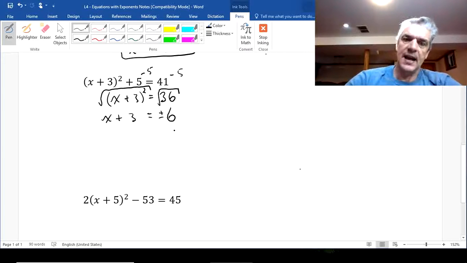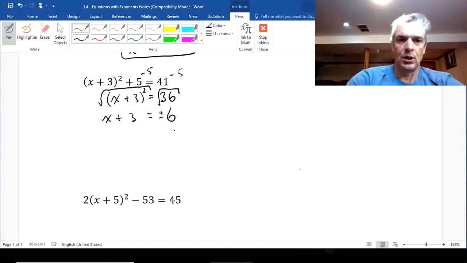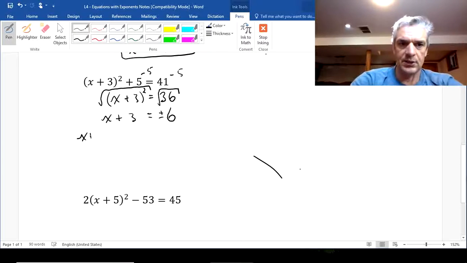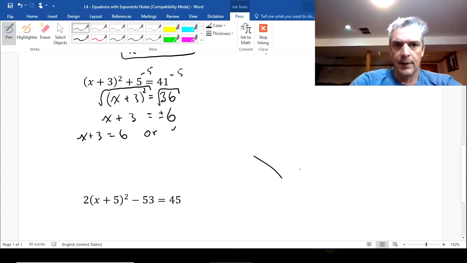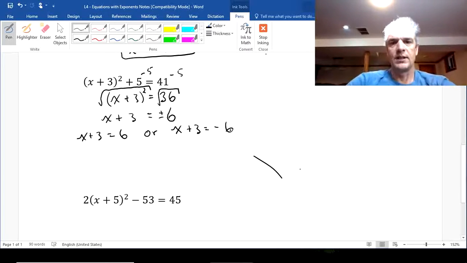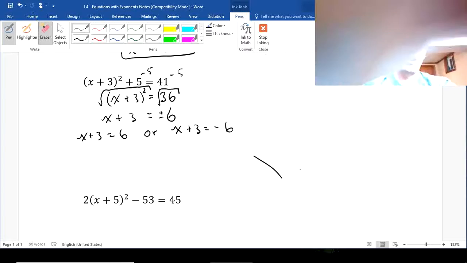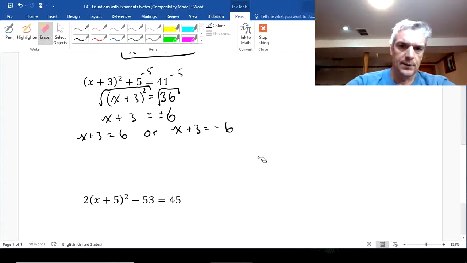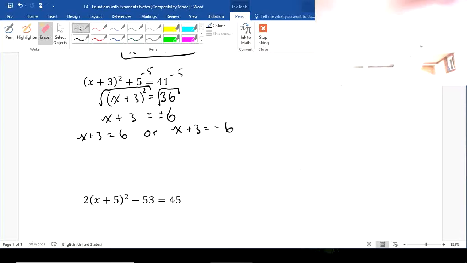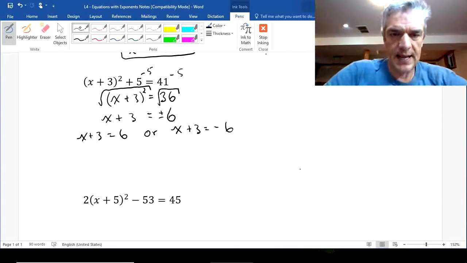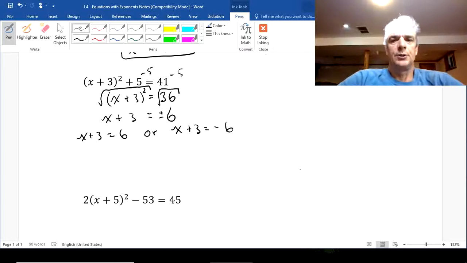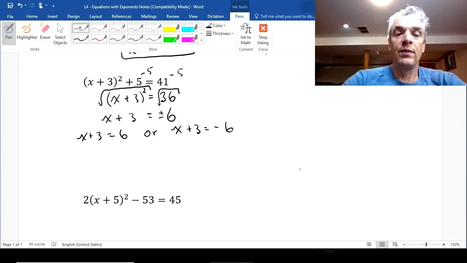And this now must be broken into two possible equations. One will be x plus 3 equals 6, and the other, x plus 3 equals minus 6. And we're going to solve these two equations now. I'm just going to erase that. Sorry, my palm caused that. So now I'm going to solve both of these two equations. First, I'll do this one, and then I'll go over and do this one.